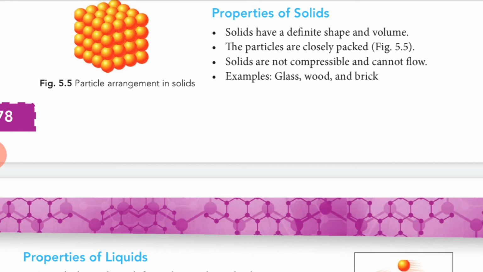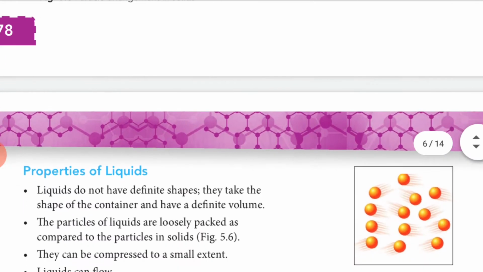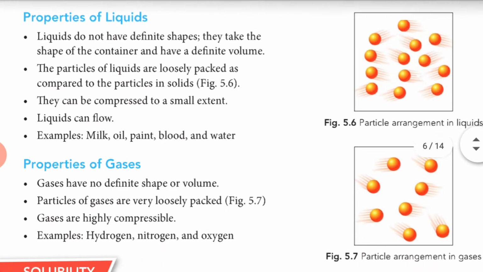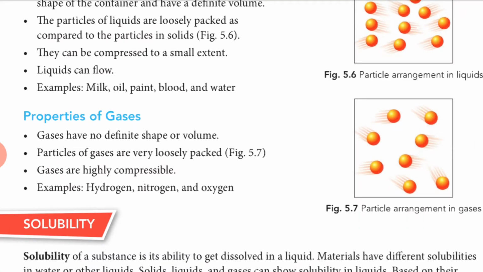Here, solid is not compressible. Liquid is only slightly compressible, but gas is highly compressible. For example, solids are wood and brick, and liquids are milk, oil, paint, blood, and water. All these are called liquids. Now, properties of gases, with examples: nitrogen, hydrogen, oxygen, carbon dioxide. These are all gases.